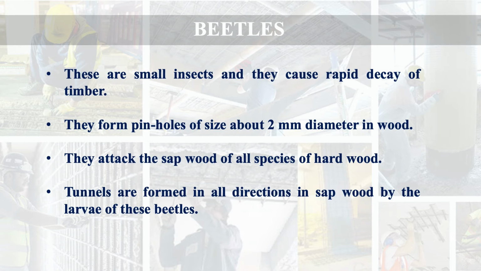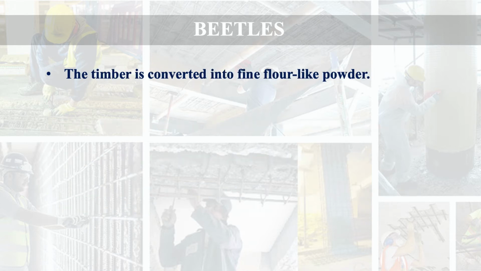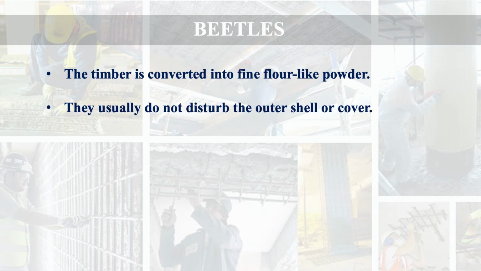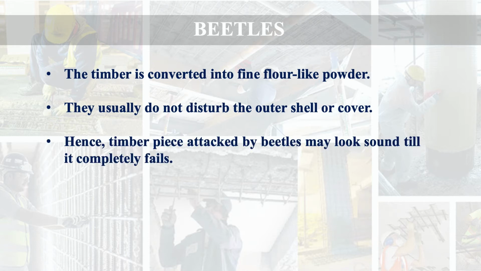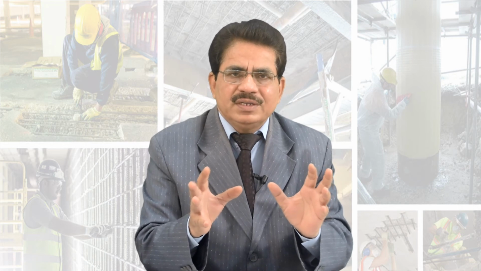Tunnels are formed in all directions in sapwood by the larvae of these beetles. The timber is converted into fine flour-like powder. They usually do not disturb the outer shell or the cover. Hence, a timber piece attacked by beetles may look sound till it completely fails, because it is not disturbing the outer shell. So you will not come to know about the decay till it completely fails.